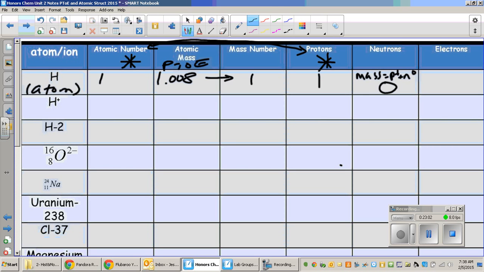Okay, so it's neutral, you can see. So how many electrons does it also have? 1, thank you. It's got 1 negative charge to balance this 1 positive charge. That's why it's neutral, at 0 charge over here. All right, so the next one we've changed.